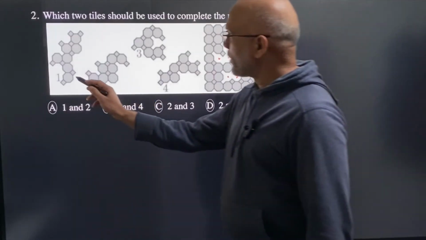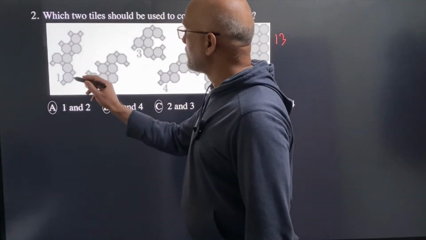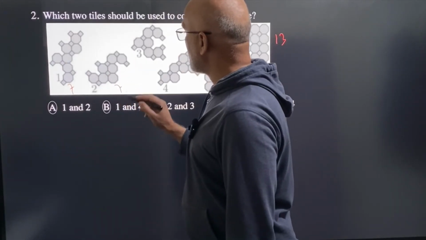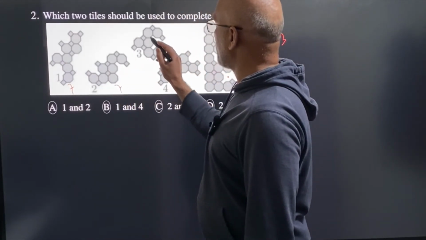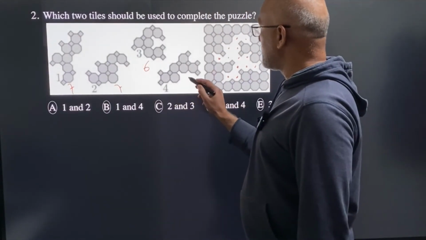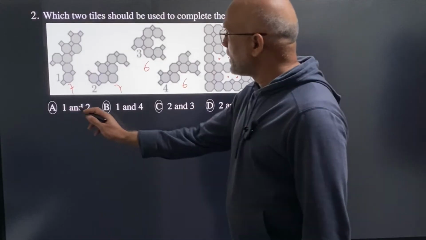All right, so let me count here. 1, 2, 3, 4, 5, 6, 7. So this has 7 pieces. 1, 2, 3, 4, 5, 6, 7. This has 7 pieces. 1, 2, 3, 4, 5, 6. This is 6 pieces. 1, 2, 3, 4, 5, 6. This is 6 pieces. All right, so 1 and 2.